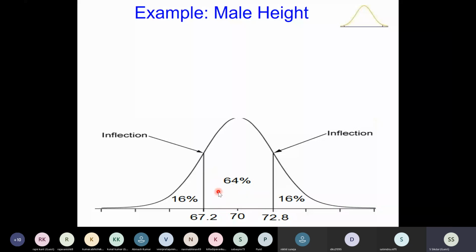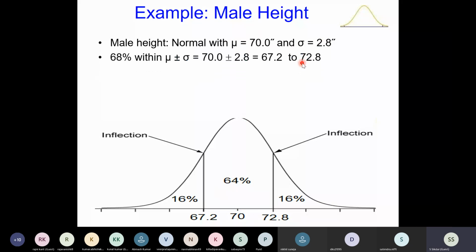In between that is only... we gave this example also, that male height is normally distributed with this mean value and this standard deviation. 68% falls within mu plus or minus sigma, and then 32% in the tails, 67.2 and 72.8.